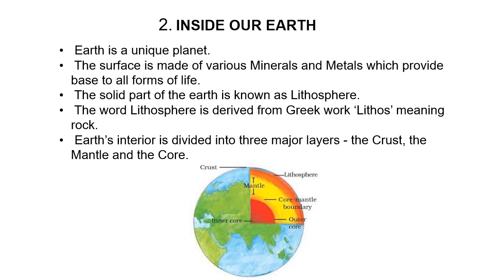To start with, the first point is that earth is a unique planet. All of you know that earth in many ways is a unique planet. Water is available here, the right temperature, life is possible. To support that life, we have minerals, soil, atmosphere, many things which make it very different from other planets.